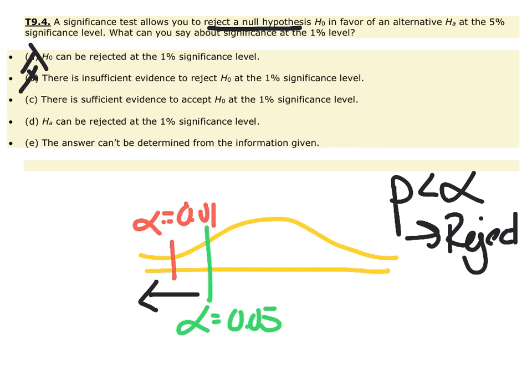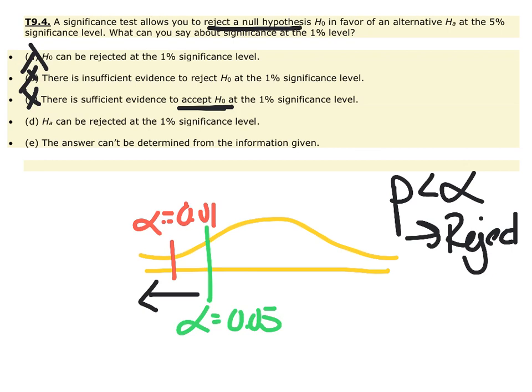Letter C, there is sufficient evidence to accept H sub O at the 1% significance level. Well, first of all, the big problem here, never ever would you accept H sub O. So that right there is a huge flaw. Cross it off just for that alone.